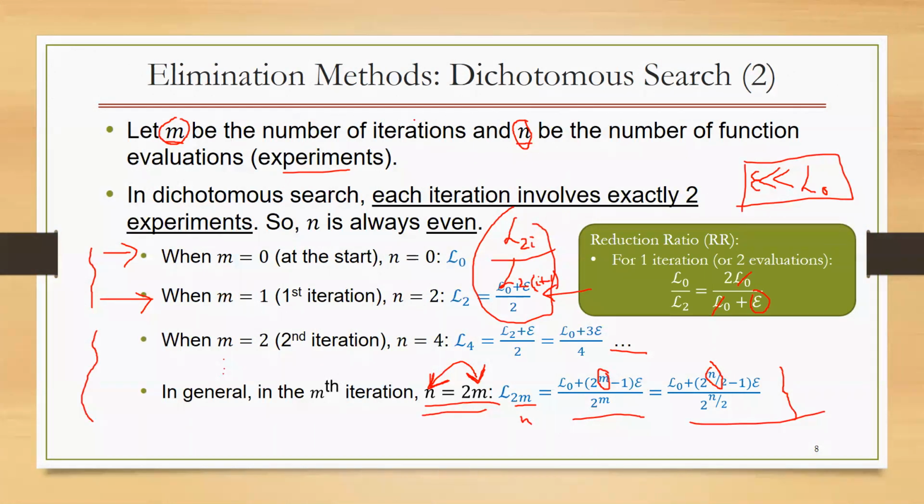Okay, so this is about reduction ratio. Reduction ratio means that for any two consecutive iterations, how much smaller or how reduced does our interval get? Okay, good.